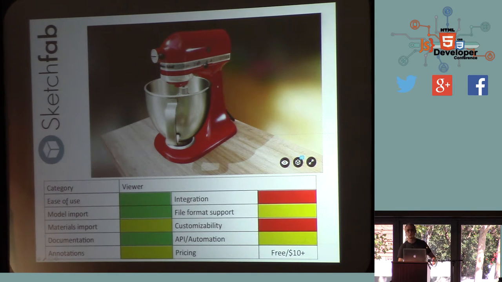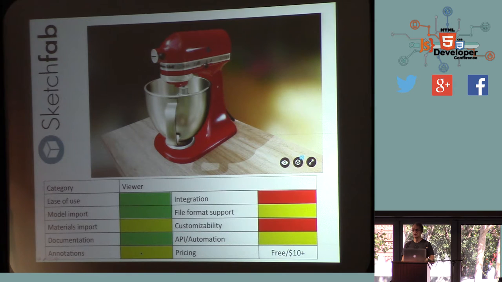Ease of use is basically how quickly can I get a model on my website. Model import is, does it do a good job of importing the geometry? Materials import, the materials are things like this shiny red and the silver. When I import the model and display it on my website, do the materials look like they did in the original model? Or do I have to do a lot of editing to make that work? Documentation is important when you get started. Does it have good documentation?